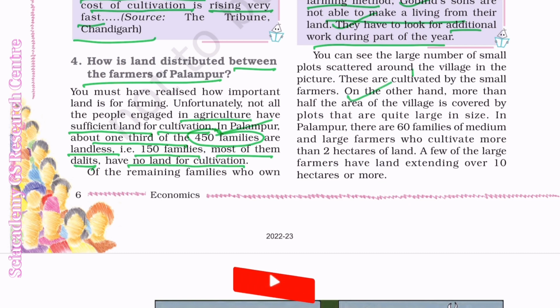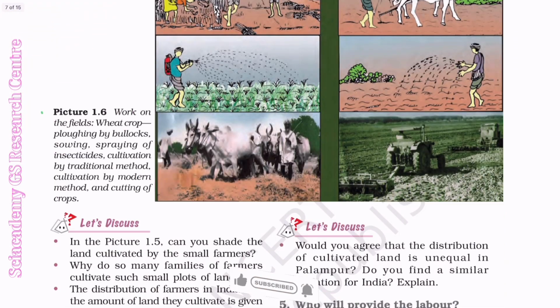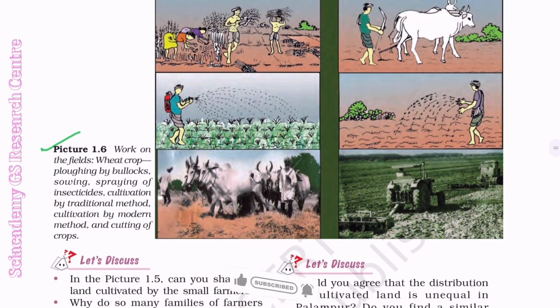On the other hand, more than half the area of the village is covered by plots that are quite large in size. In Palampur, there are 60 families of the medium and large farmers who cultivate more than 2 hectares of land. A few of the large farmers have land extending over 10 hectares or more. Picture 1.6: Work on the fields. Wheat crop plowing by bullock, sowing, spraying of insecticides, cultivation by traditional method, cultivation by modern method, and cutting of crops. Let's discuss.